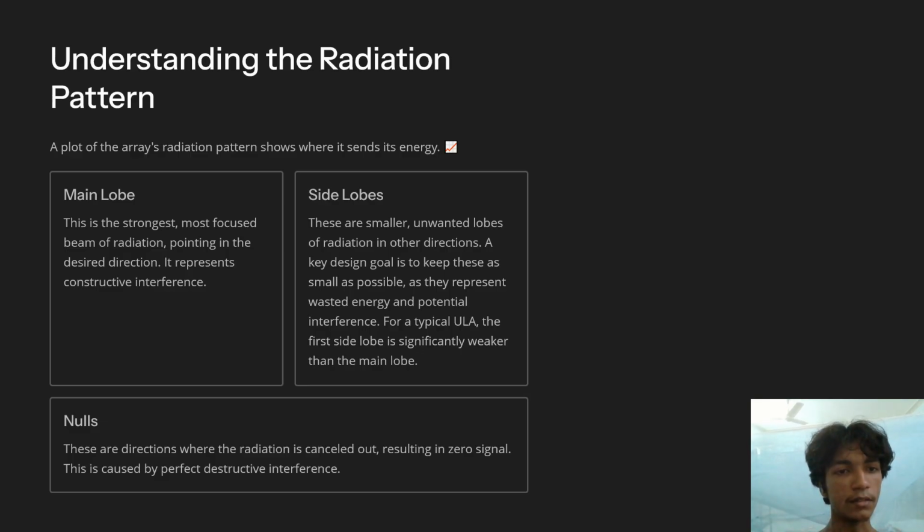Understanding the radiation pattern. It has a main lobe, side lobes, and nulls. The main lobe is the strongest, most focused beam of radiation, pointing in the desired direction. Side lobes are smaller, unwanted lobes of radiation in other directions. Nulls are directions where the radiation is cancelled out, resulting in zero signal.